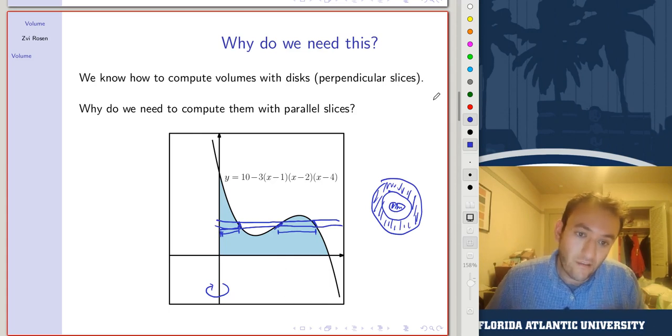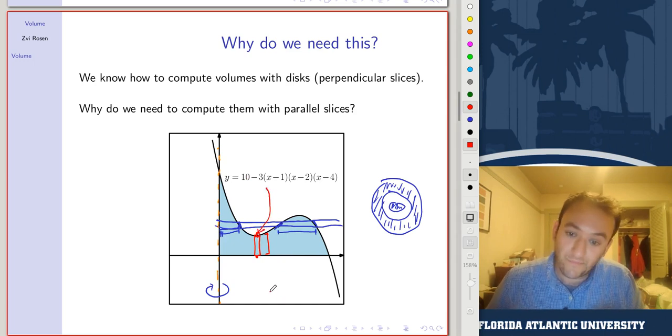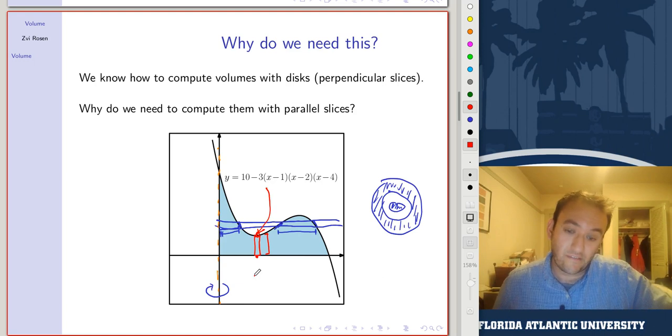On the other hand, if we take a parallel slice, so this is parallel to the axis of rotation, which I'm dotting in orange right now, it's in one solid piece. It's got a height that I can easily describe just by using this equation. This height is this value for any given x. So the parallel slice is, in this case, much easier to use than perpendicular slices.